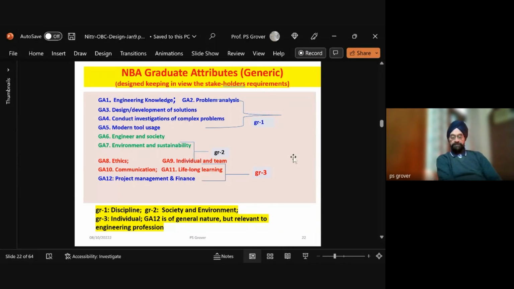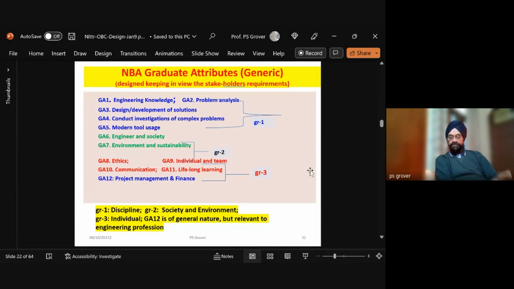These are concerning the discipline. Now I repeat, graduate attributes incorporate what we want. We want our students to be very good. We want them to have good knowledge, good learning, good problem solving skills, using modern tools, using IT, etc. Okay, this is one set of attributes.